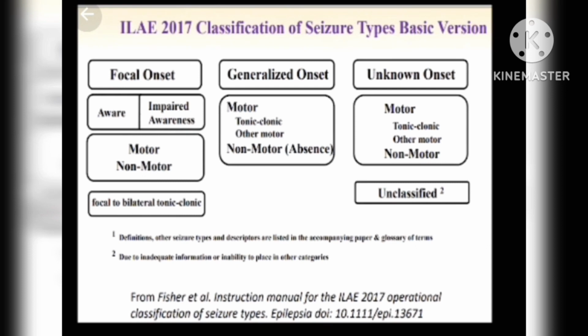Now generalized, again, you have motor and non-motor. Motor means you have jerking, tonic, clonic, myoclonic, and all that kind of thing. In non-motor, there is no motor manifestation. They just become silent. That is what is called an absence. So this is how we can classify seizures, and you can also classify epilepsy in the same manner.